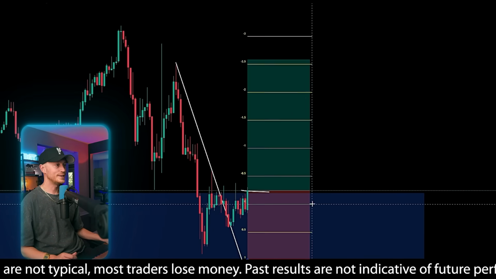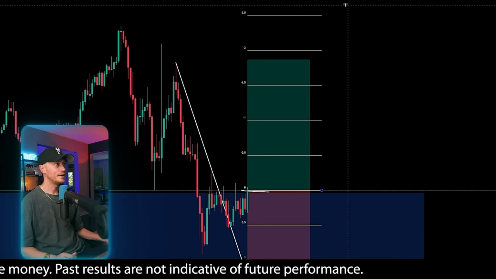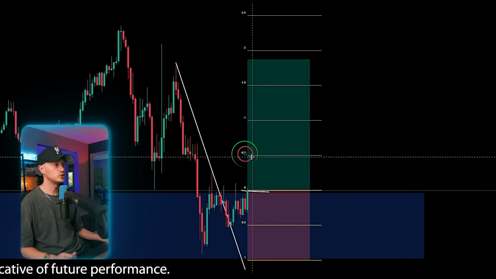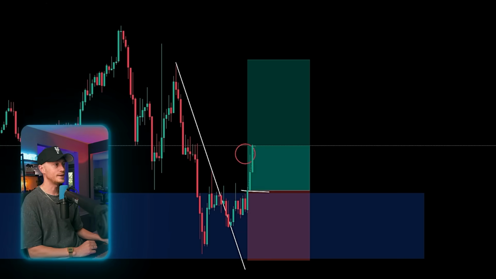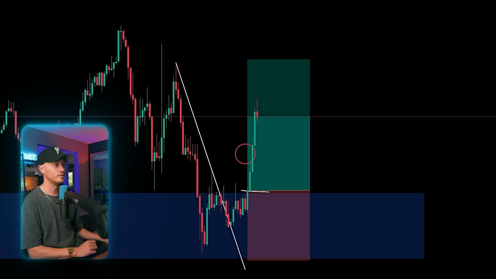Using my Fibonacci extension right here, you can see I decided to exit my trade for TP1 at about 0.5 right there. As we play it out, you can see that happened very, very quickly.